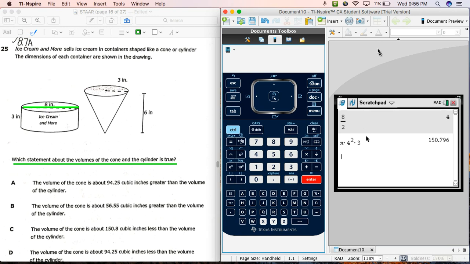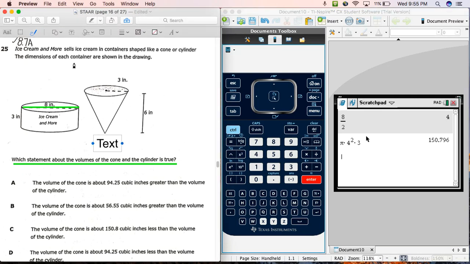I get 150.796. So what that's telling me is that the volume of my cylinder equals 150.796. I'm going to move this over next to my cylinder so I know that that's the volume for that shape. So now that I've finished the volume of my cylinder, I'm going to solve for the volume of my cone.